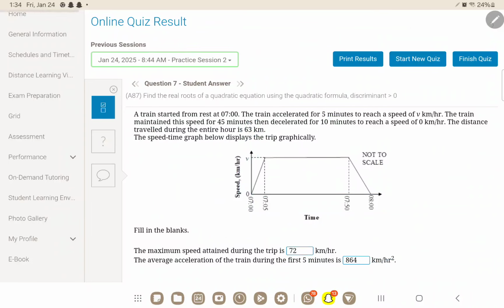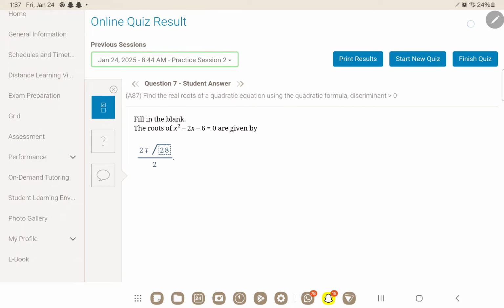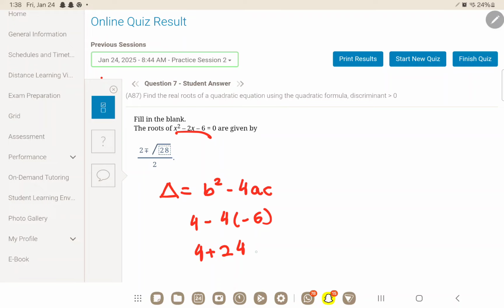Now, moving on to the next question. Okay, so now for this question, they want us to solve this using the quadratic formula. So we know that delta equals b squared minus 4ac. Now b is 2, squared is 4, minus 4 into ac. So a is 1, c is negative 6. So 4 plus 24 will give us 30.